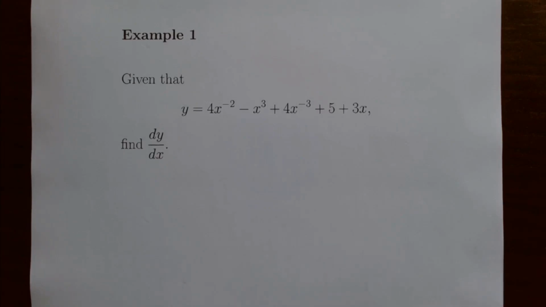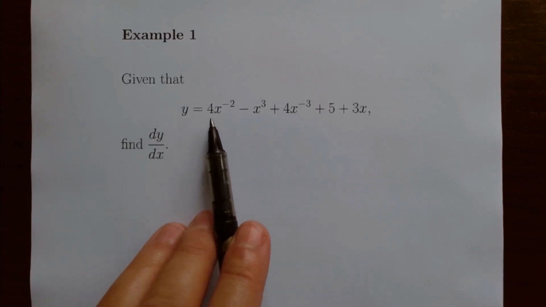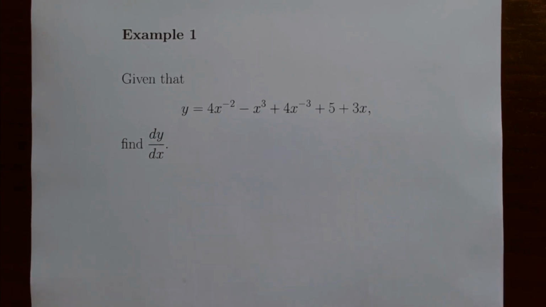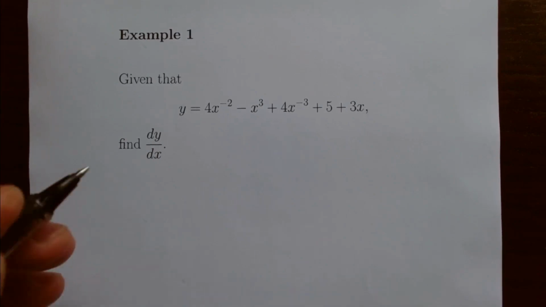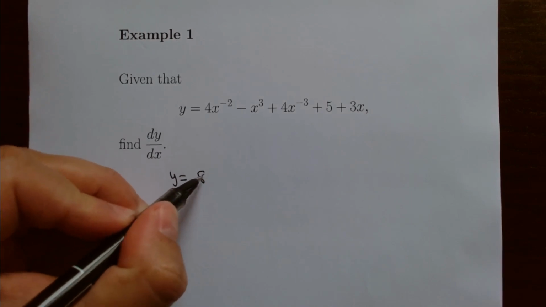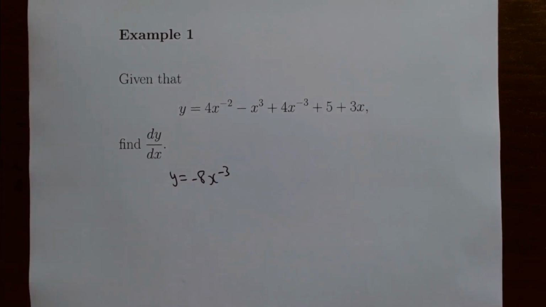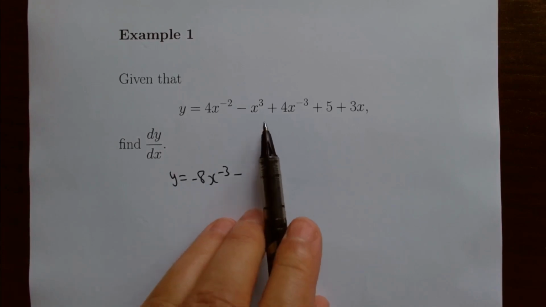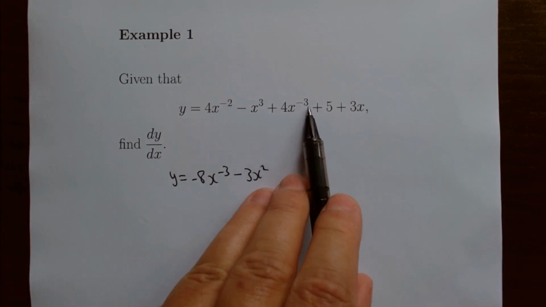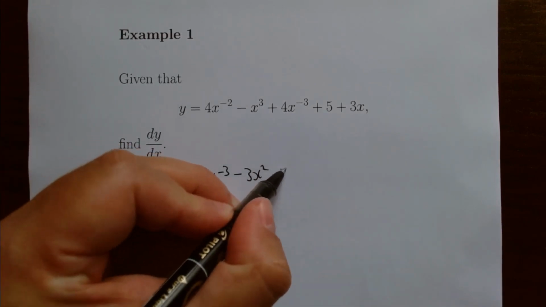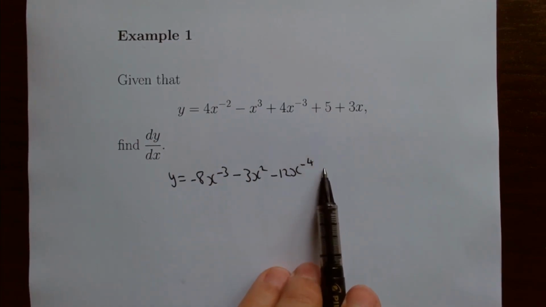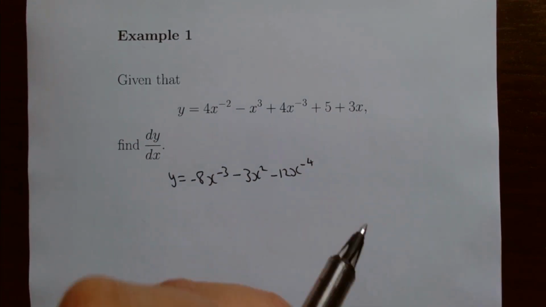Okay, example number 1. We're given this polynomial with some negative indices and positive indices, and we need to differentiate it. So we can just do it term by term. So minus 8x to the minus 3. That's minus 3x squared. And the minus 3 multiplies to 4 gives you minus 12 x to the minus 4. That's a constant term, will become 0, and that's the linear term, will become 3.